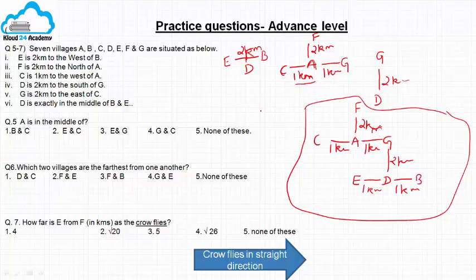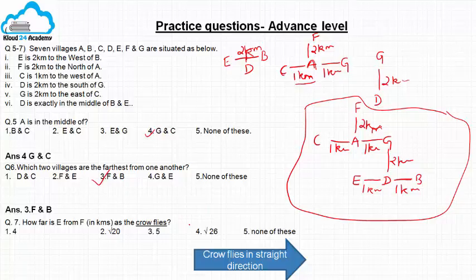I hope it's clear. Let's solve the question. A is in the middle of, as seen in the picture, C and G. So this is the answer. Which two villages are the farthest from each other? We can clearly see F and B are farthest. Between F and B we have a distance of 1 kilometer, 2 kilometers, 1 kilometer and 2 kilometers. So it's the farthest between B and F.